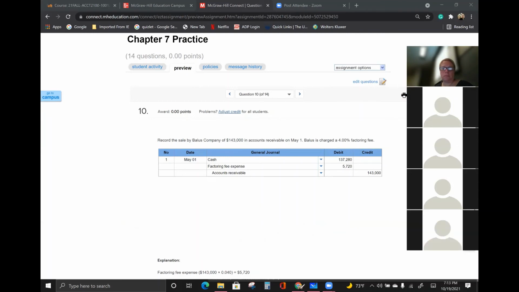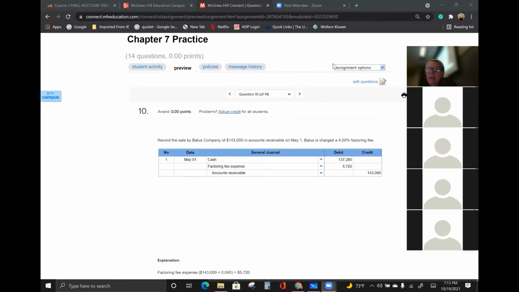So just to make sure, will accounts receivable always be a credit, or will there be situations where it can be a debit? Right. Accounts receivable is normally a debit when you have a sale. If you're selling services or a product and you don't receive the cash, it's an asset account. So it's going to be a debit.